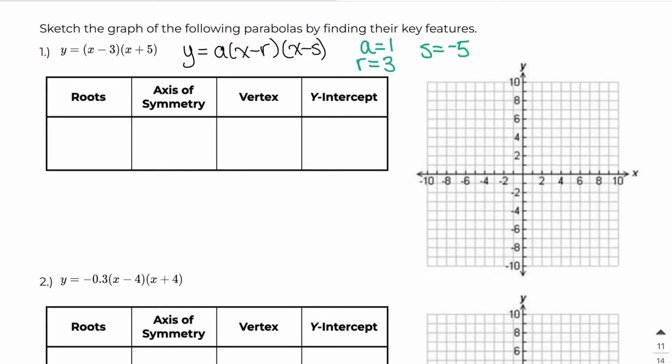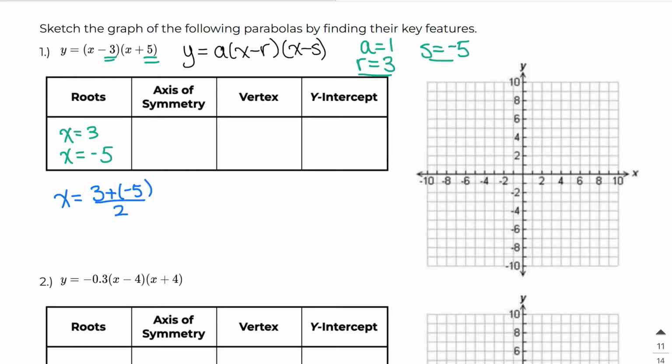Okay, so here our roots will be at x equals 3. We get that from this value right here, and x equals negative 5. We get that from this value here, or from the r and the s. Okay, now to find the axis of symmetry, we have to average our roots together. So I'm going to average 3 and negative 5 together.